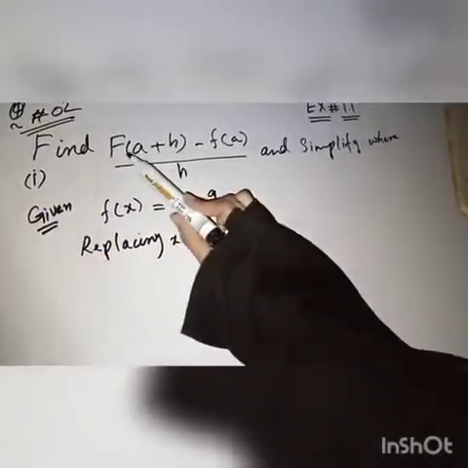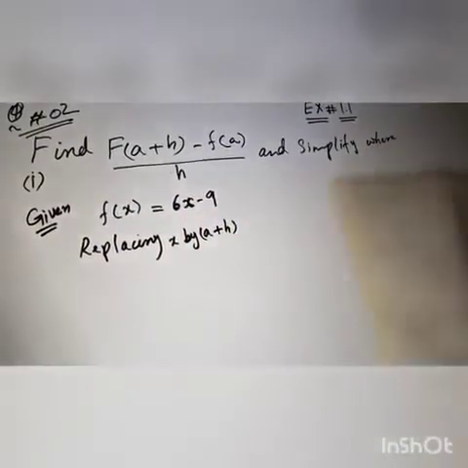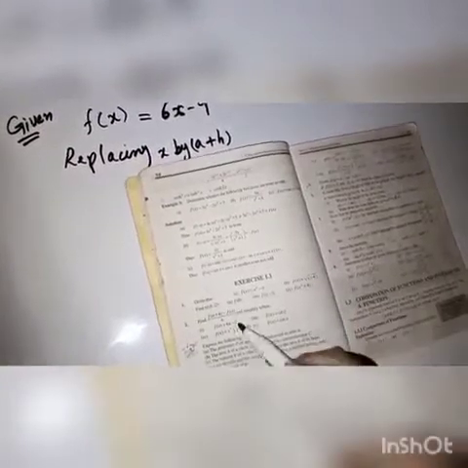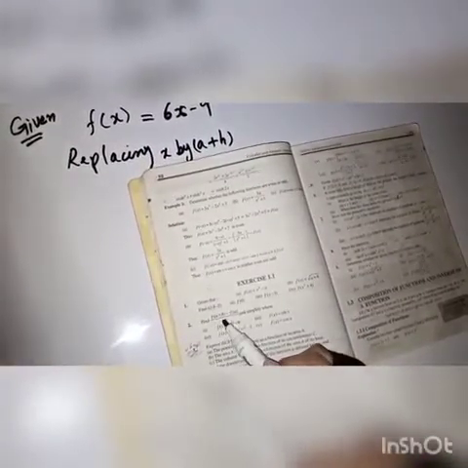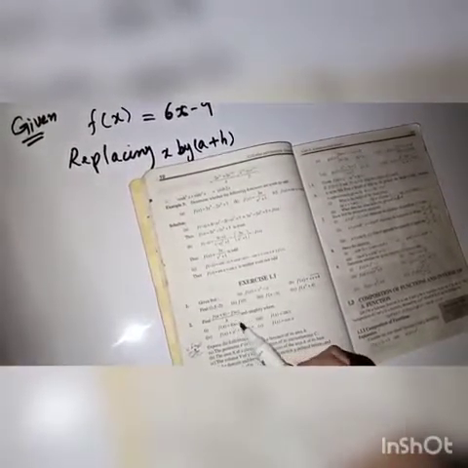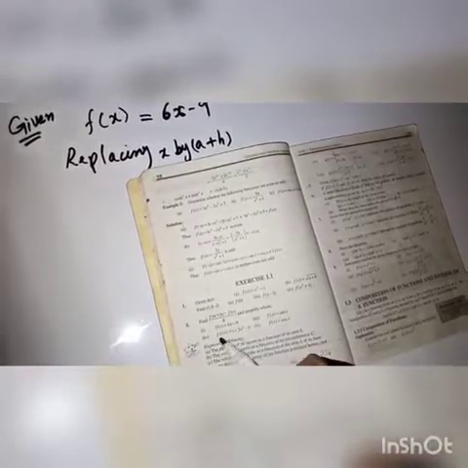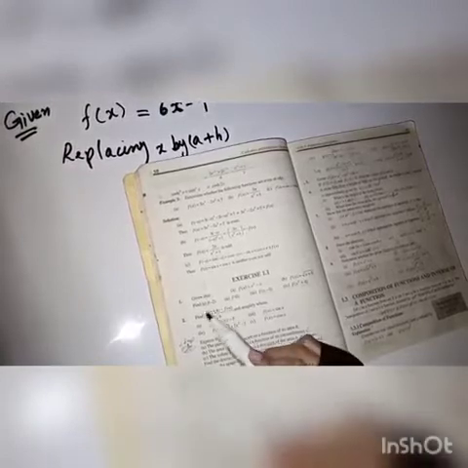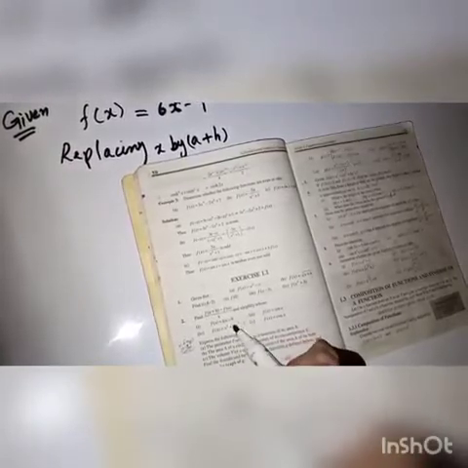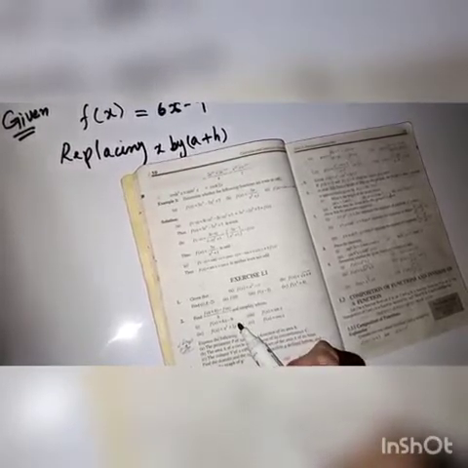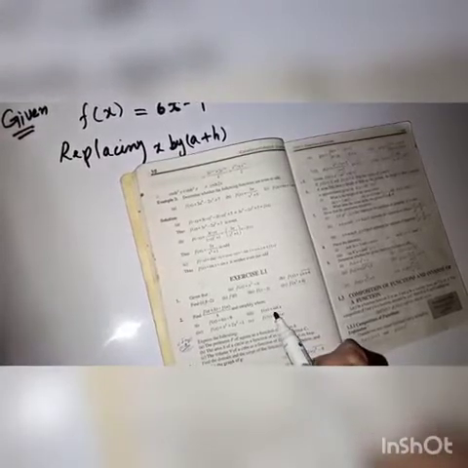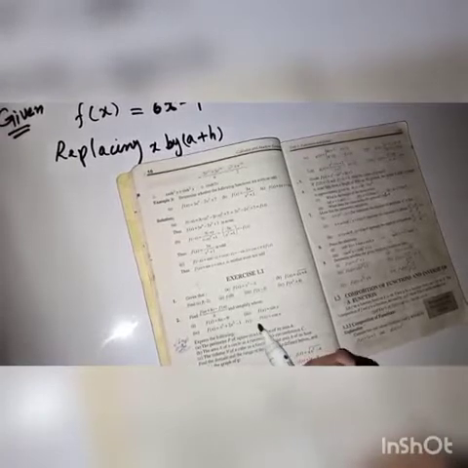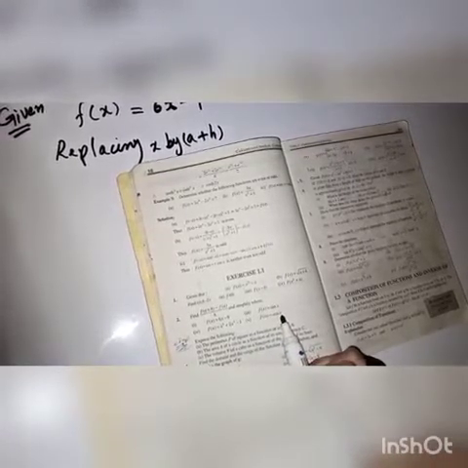Now we are starting question number 2. Find f of a plus h minus f of a over h and simplify where these are given terms. f of x is equal to 6x minus 9. In this question, first we have to put 6x minus 9 in place of x, then f of x is sin x, then f of x is x cube plus 2x square minus 1, and f of x is equal to cos x. These we have to find.